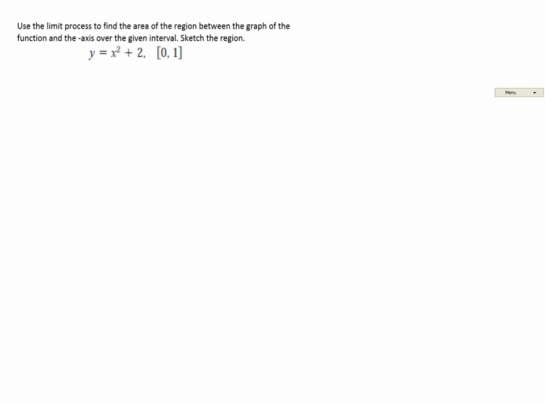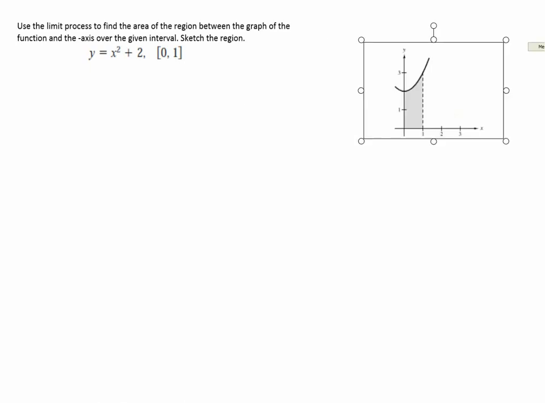Sketch the region. y equals x squared plus 2. The graph of this function opens up. It's just a parabola. It intersects the y-axis at the point 2. Have a look at the graph of this function. If I want to find the shaded area between 0 and 1, the upper boundary is the graph of the function, and the lower boundary is the x-axis itself.